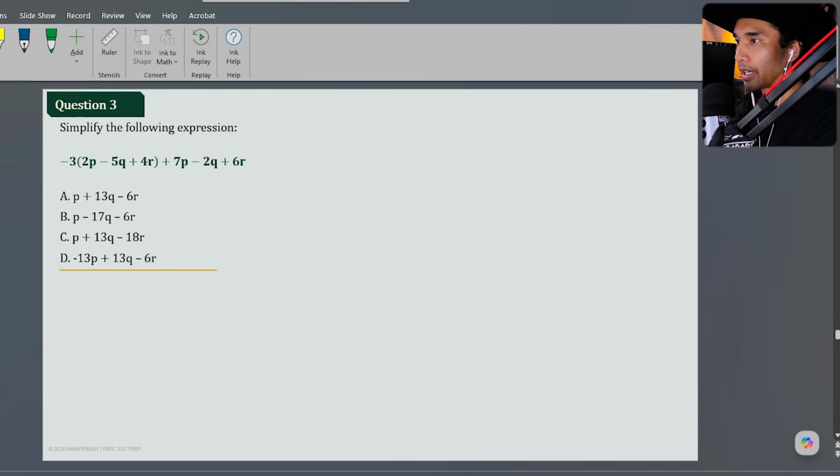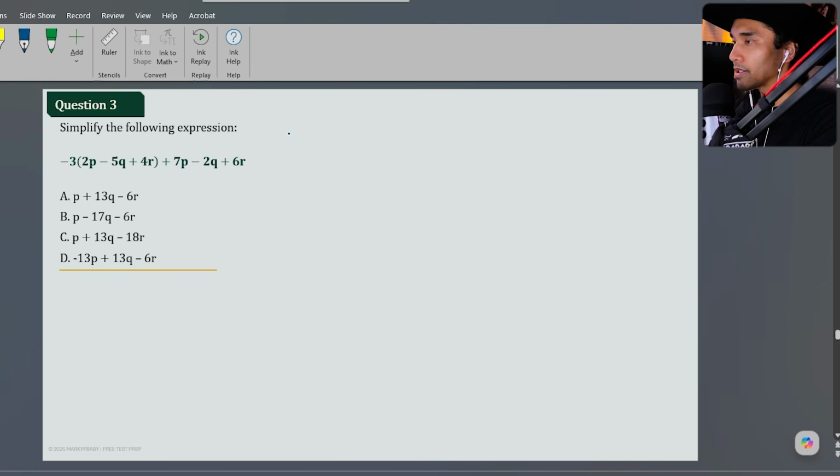Question 3. Again, simplify the following expression. And then we have negative 3. Okay, this time we have a negative coefficient. So we got to watch out for this negative. Okay, we have a negative coefficient. And then we have to multiply it inside the parentheses again. So just like the last two questions.